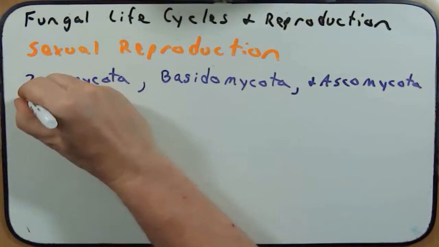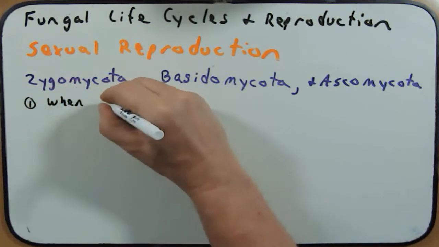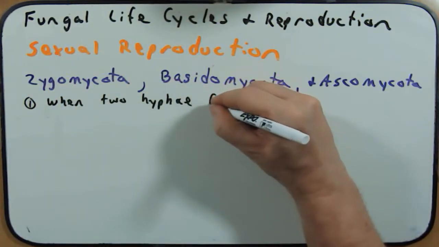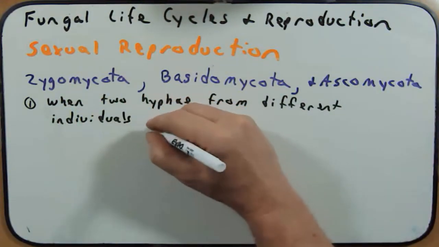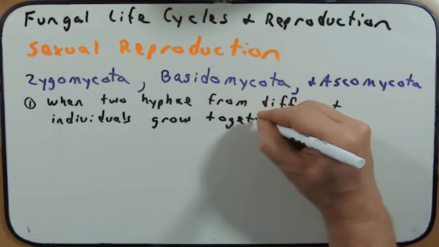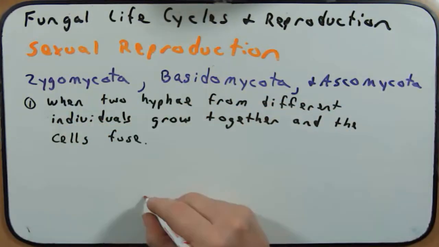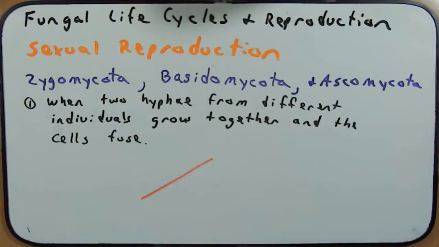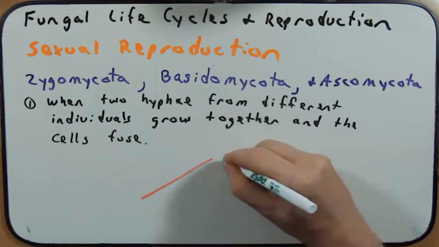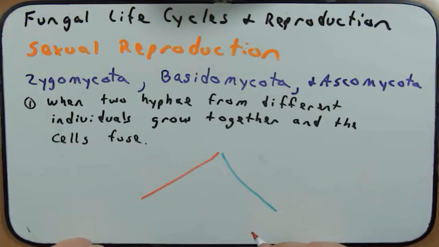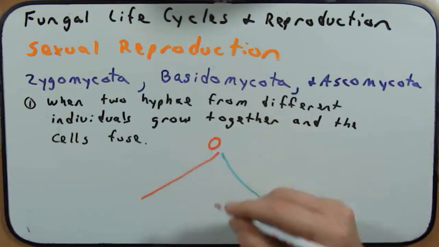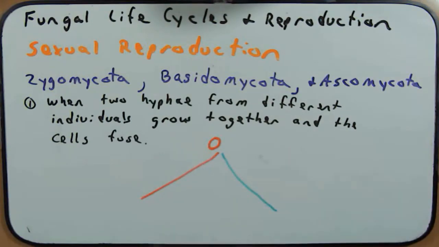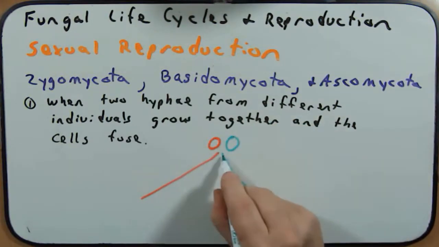So this first step is when two hyphae from different individuals grow together and the cells fuse. So you might have one hyphae growing in this direction and another hyphae growing in this direction. So as these hyphae come together, at some point those cells are going to get close enough to each other where they can fuse. And so I'm just going to draw this up here, what these cells might look like, and I'm going to draw them much bigger than what these hyphae might suggest they would be. But these cells I'm drawing here would be found right at the tips of them.